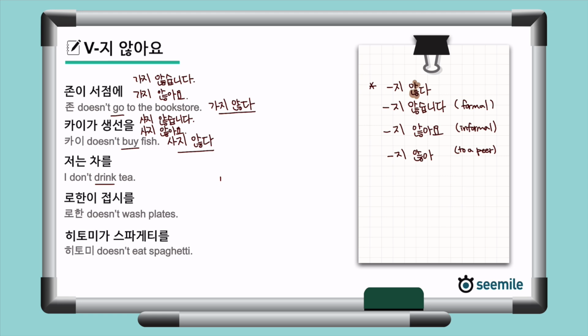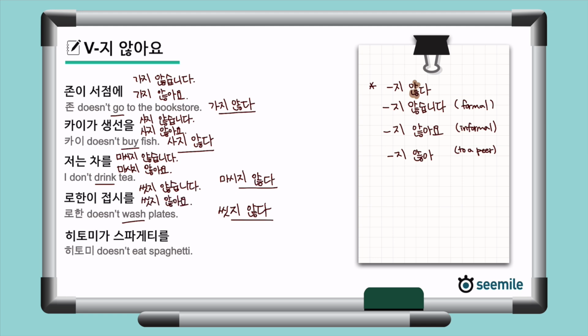To drink, 마시다. Not to drink, 마시지 않다. With formality, 저는 차를 마시지 않습니다. Without formality, 저는 차를 마시지 않아요. To wash, 씻다. Not to wash, 씻지 않다. With formality, 로한이 접시를 씻지 않습니다. Without formality, 로한이 접시를 씻지 않아요. To eat, 먹다. Not to eat, 먹지 않다. With formality, 히토미가 스파게티를 먹지 않습니다. And without formality, 히토미가 스파게티를 먹지 않아요.